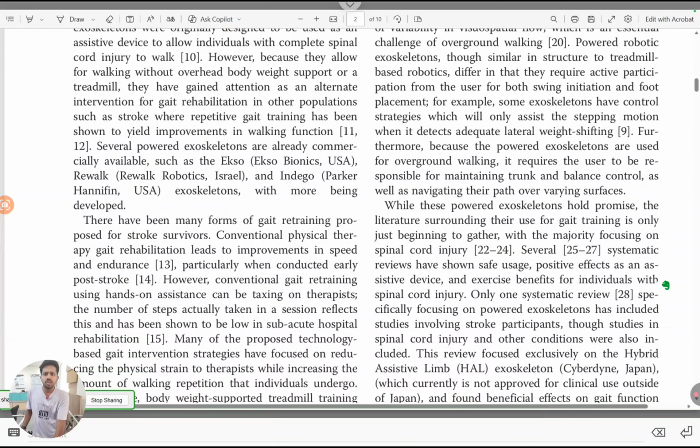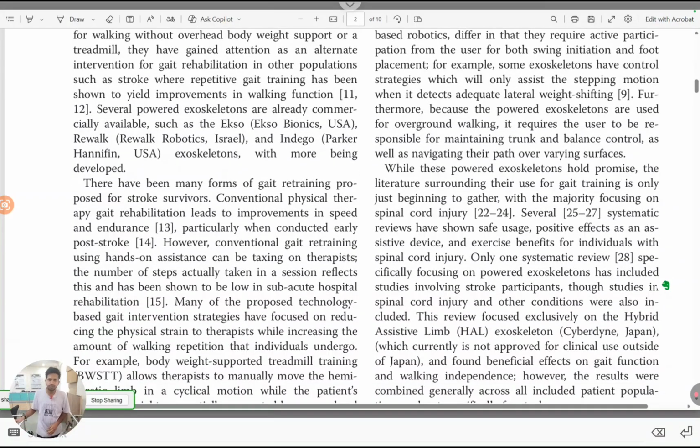There have been many forms of gait training proposed for stroke survivors. Conventional physical therapy gait rehabilitation leads to improvements in speed and endurance, particularly when conducted early post-stroke. However, conventional gait training using hands-on assistance can be taxing on therapists. The number of steps actually taken in a session reflects this and has been shown to be low in some acute hospital rehabilitation.